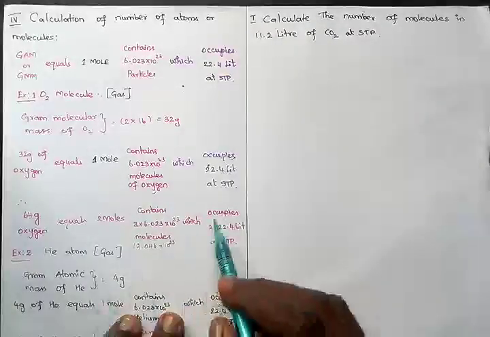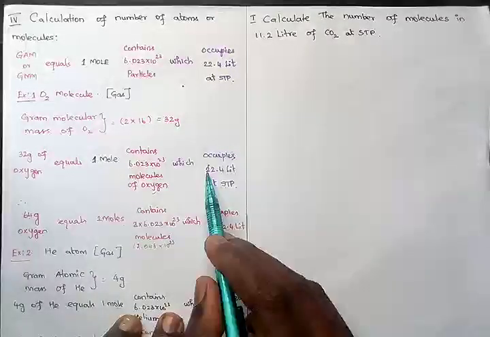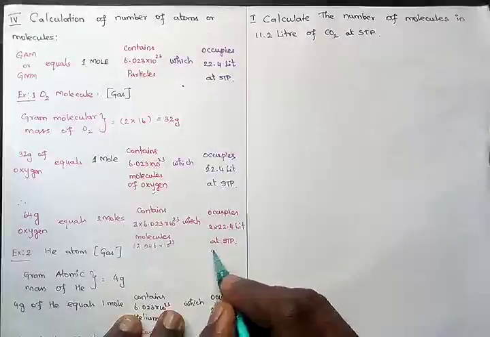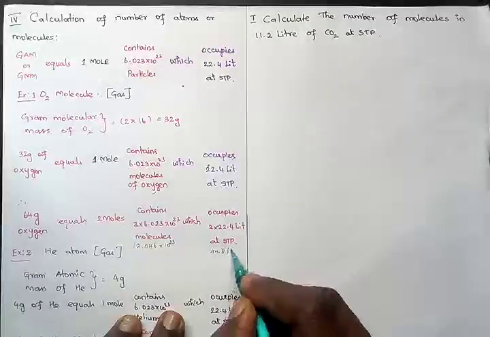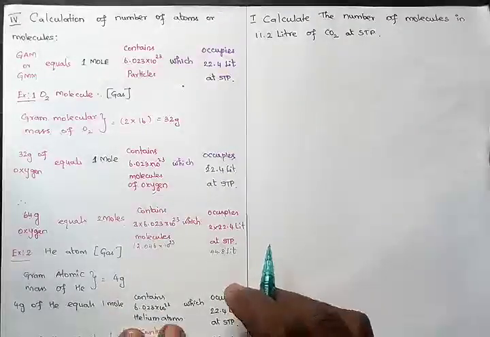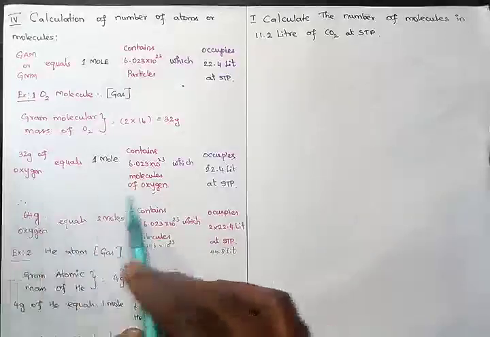Am I right? So which occupies, again we have to multiply this number by 2, right? It's 2 into 22.4 liters at STP. So the answer will be 44.8 liters. So it's quite easy, right? So depending upon the number, we're going to calculate this whole idea.